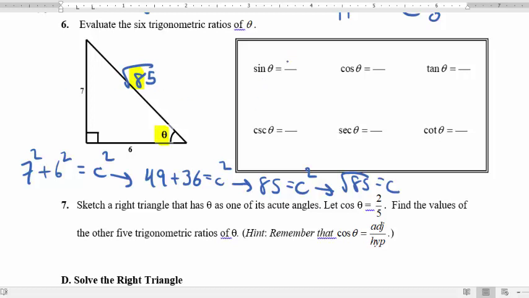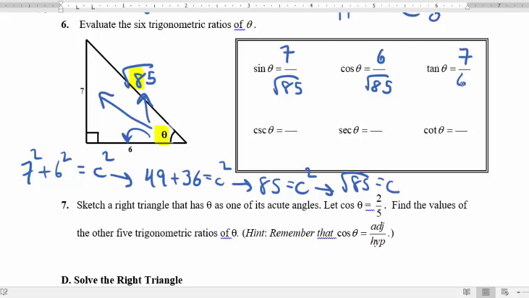So the sine was the opposite over the hypotenuse. So here's the opposite, there's the hypotenuse. So it's going to be 7 over the square root of 85. The cosine of that angle was the adjacent over the hypotenuse. So there's your adjacent, there's your hypotenuse. So that's going to be 6 over the square root of 85. And then the tangent is going to be the opposite over the adjacent, which is going to be 7 over 6.